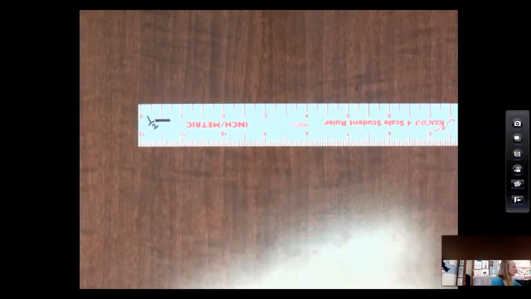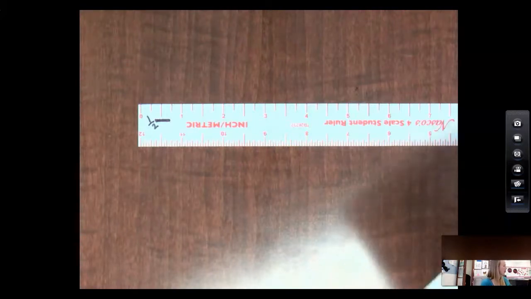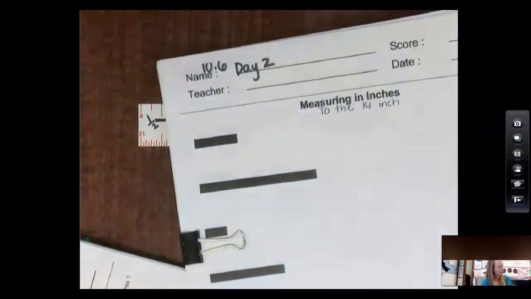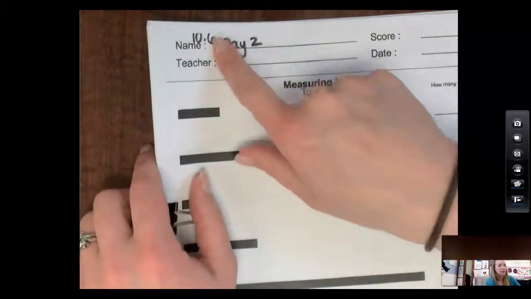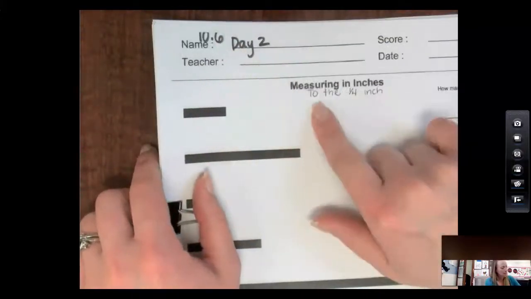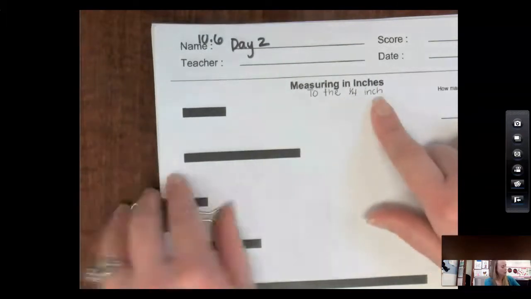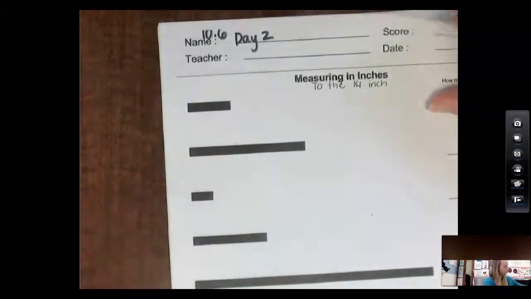All right, kiddos, we're going to go ahead and measure some papers. Now you have 2 of these papers that say measuring to the 1/4 of an inch. Okay, this one says measuring to a 1/4 of an inch. This one does not. You should have both of those papers in your packets. Let's go ahead and get out the one that actually has the writing that says 10.6 day 2, and it says to the 4th inch.